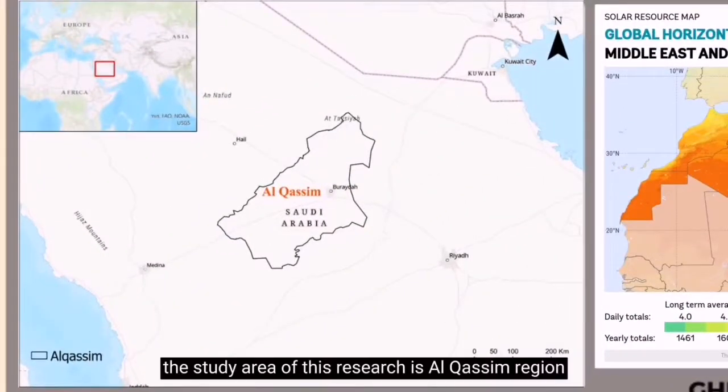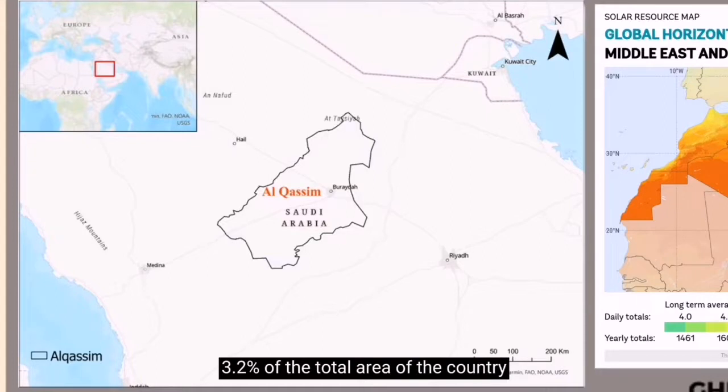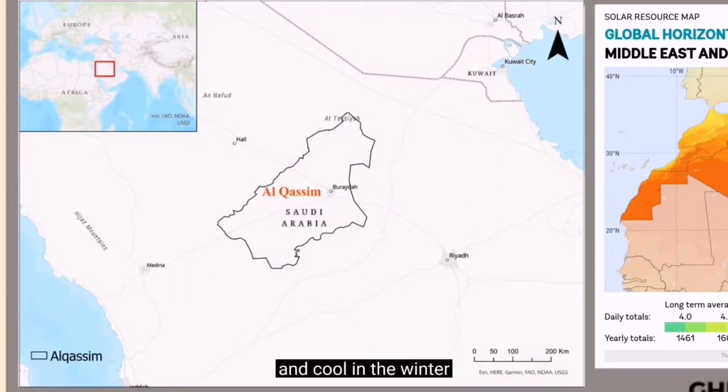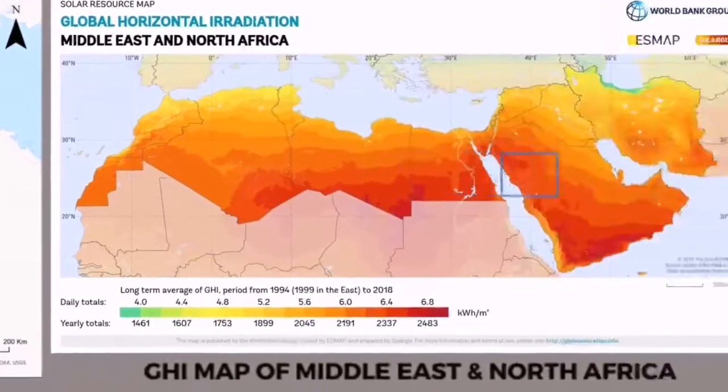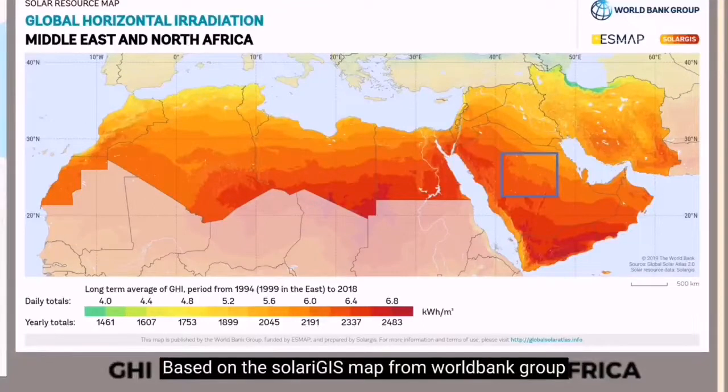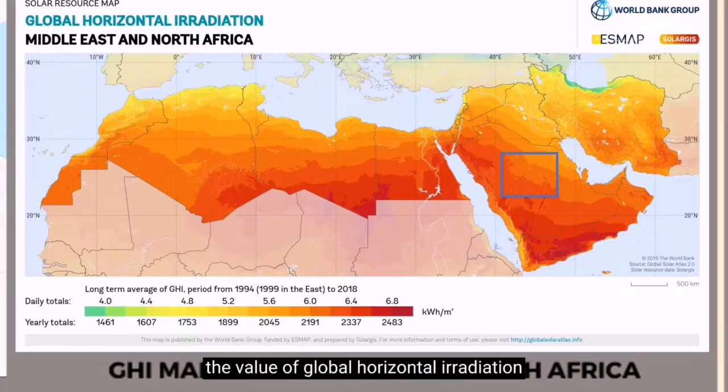The study area of this research is Al Qasim region, which is located in the center of the Kingdom of Saudi Arabia. This region covers an area of about 73,000 square kilometers and represents about 3.2% of the total area of the country. Al Qasim region is dominated by a desert climate characterized by heat and dryness in the summer and cold in the winter with medium and unstable precipitation. From the Solar GIS map from World Bank Group, the value of global horizontal irradiation (GHI) in Al Qasim region is very high compared to the rest of the world.